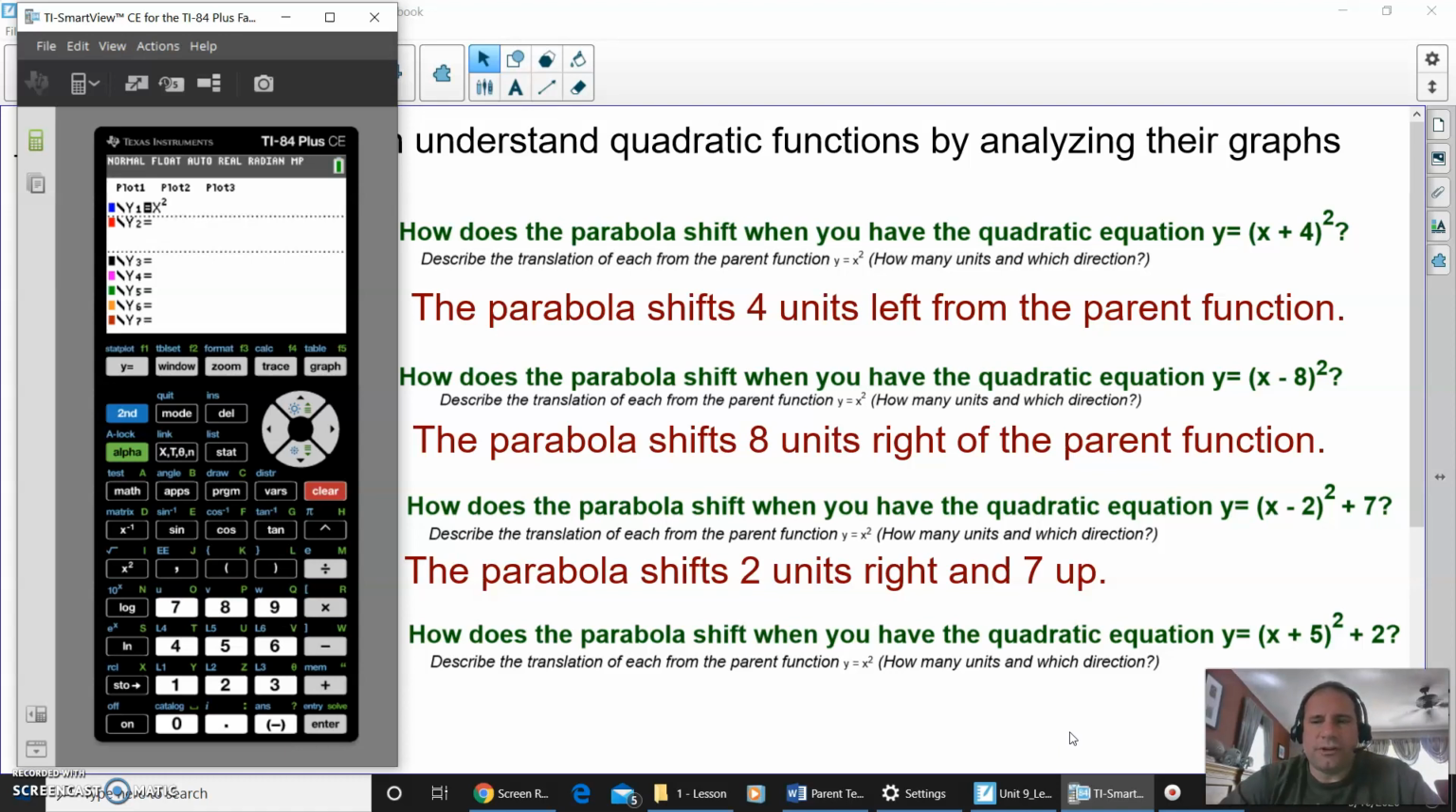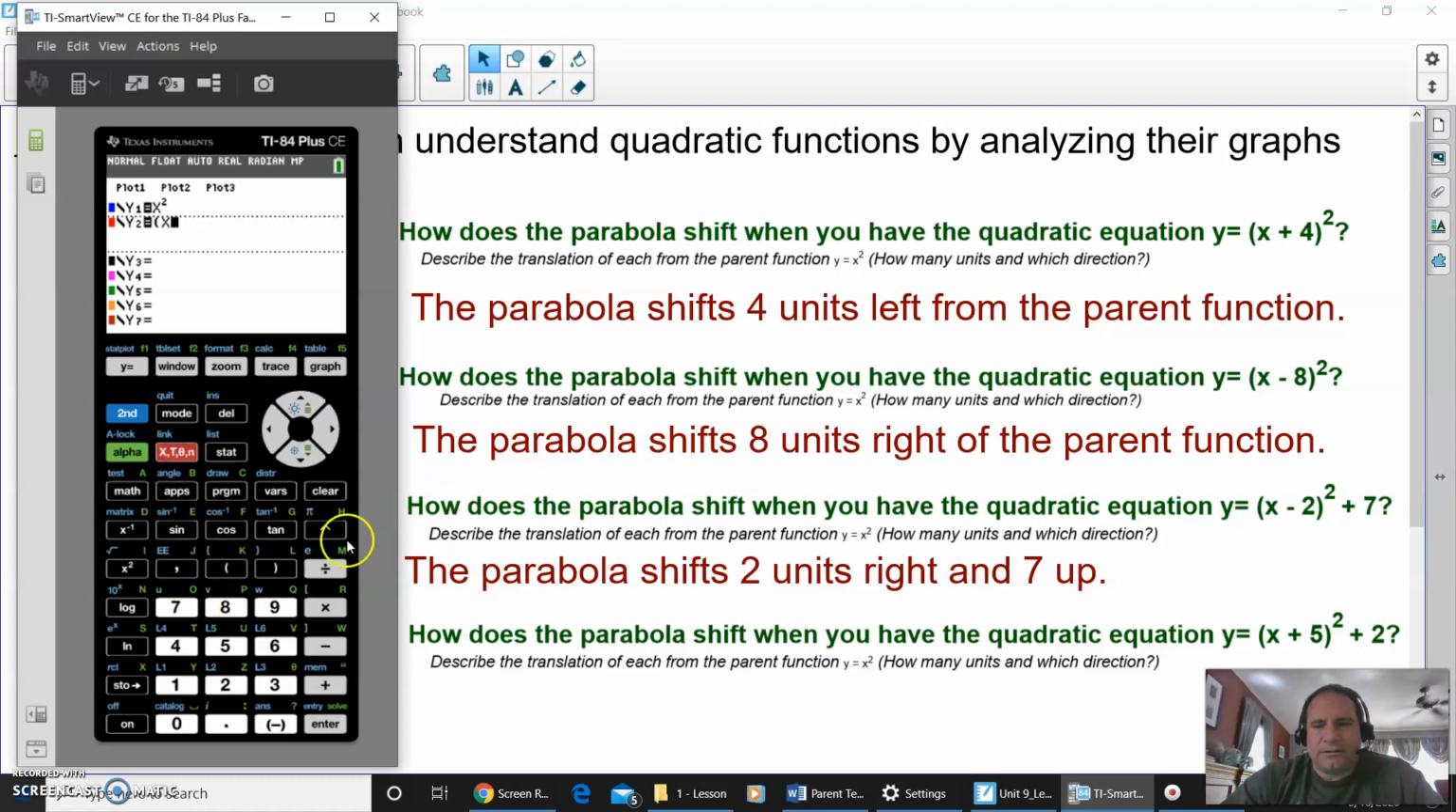It should go to the left, because every time that we had an x plus 4 up here, it would say 4 units to the left. The subtraction went to the right. So now this is x plus 5. That is going to the left 5. And then plus 2, where do you think that would go? Do you think that would go down 2 or up 2? All right, it should go up 2, but let's see if that is correct.